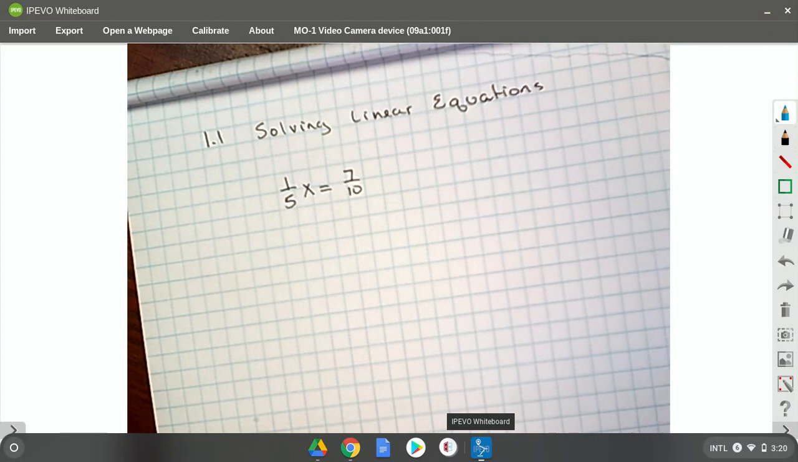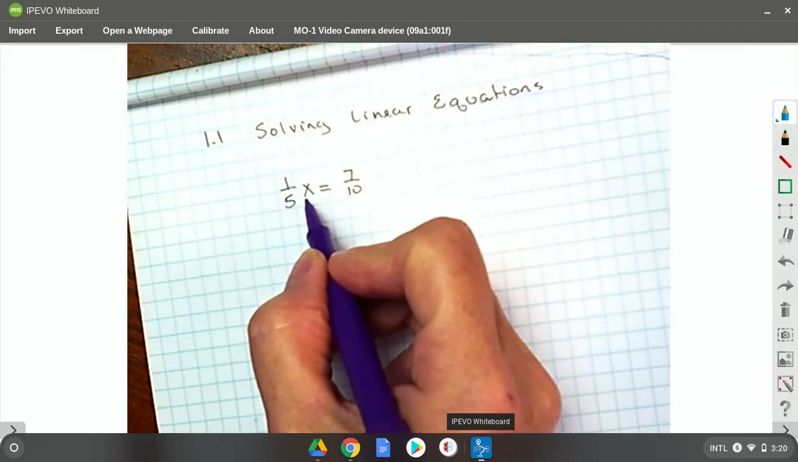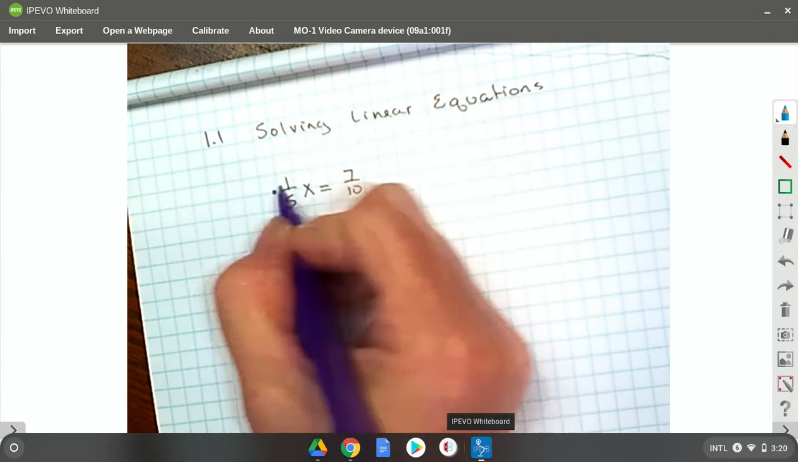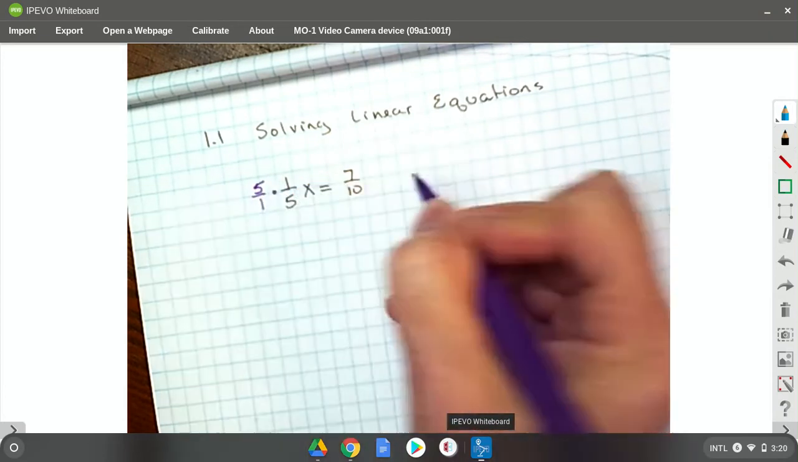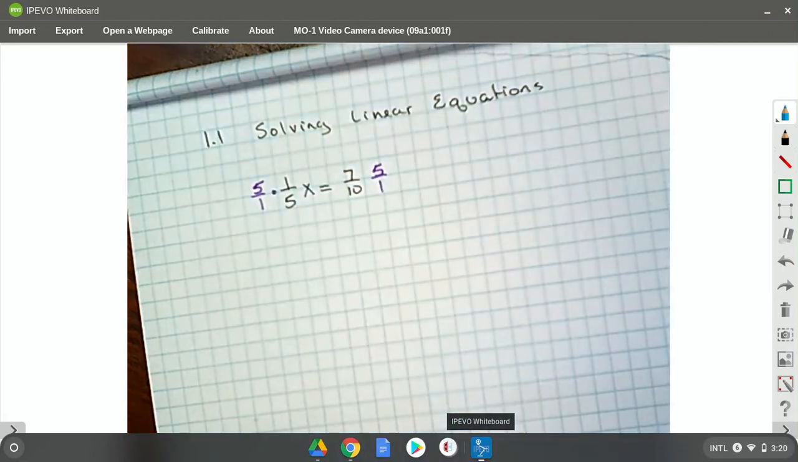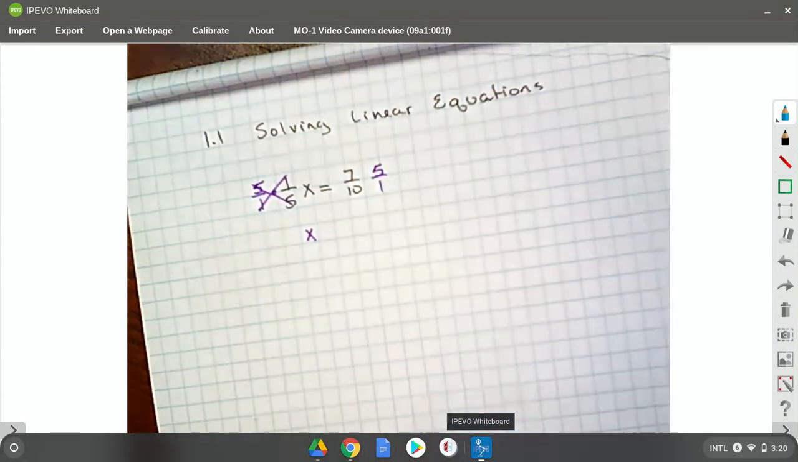Now, I think you've probably been taught about your multiplicative inverse. To solve this, how do you divide by a fraction? You multiply by the inverse. Since this is 1/5 times x, I need to divide by 1/5. And how do I divide by 1/5? I multiply by 5/1. Whatever I do on one side, I do on both. So these cancel each other out, and my x is by itself.